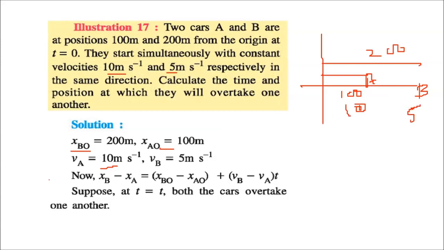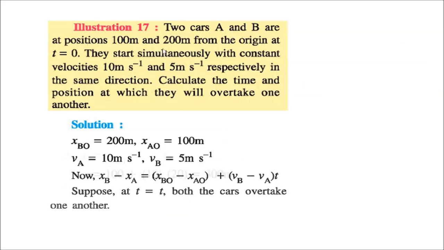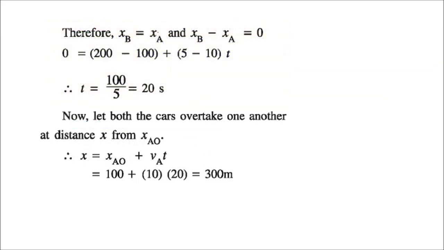Now we know this expression we have devised, XB minus XA is equal to XBO minus XAO plus (VB minus VA)t. We know all these values. Let us put this with time t. Just assume that at t equal to t, they are going to overtake. When they overtake, XB will be equal to XA, so XB minus XA will be 0. So let us put this value as 0. Other values remain the same. t will be equal to 20 seconds.